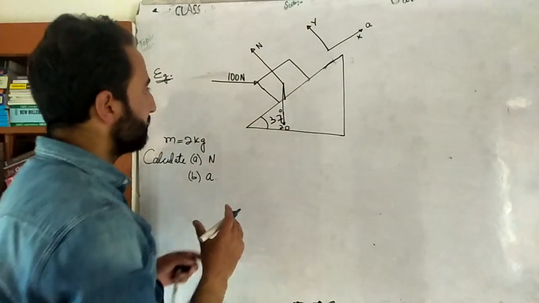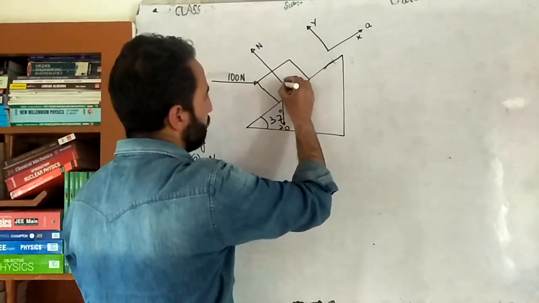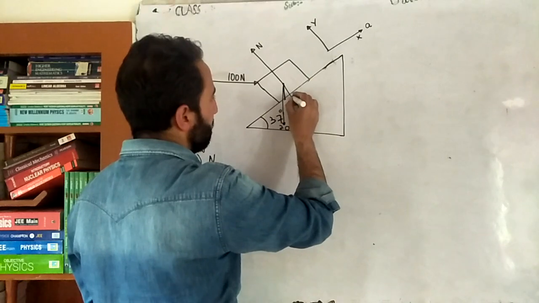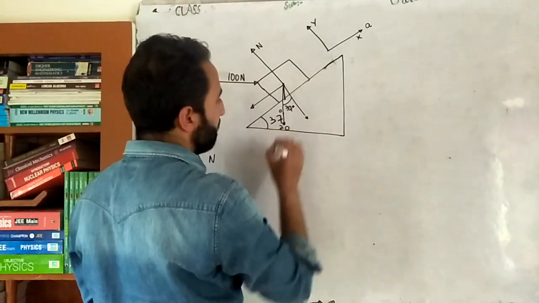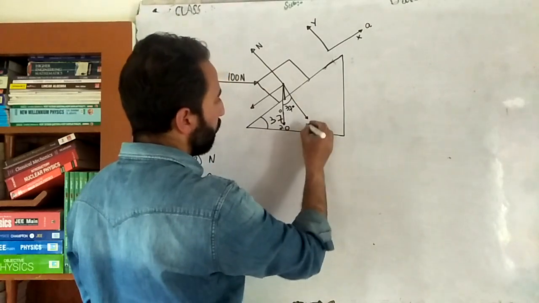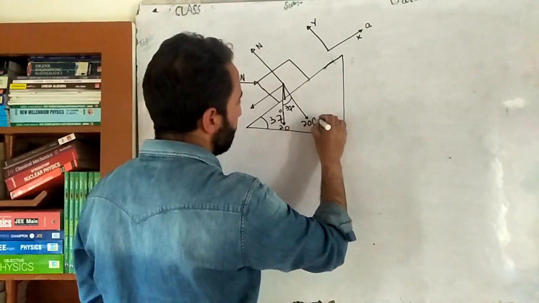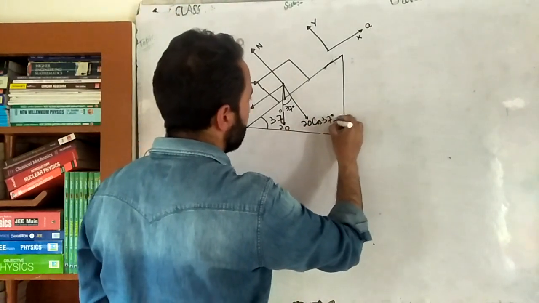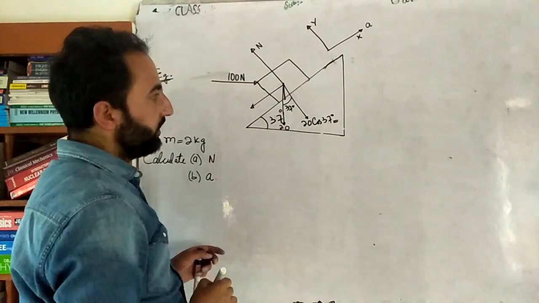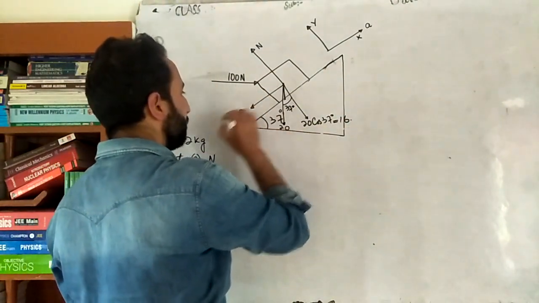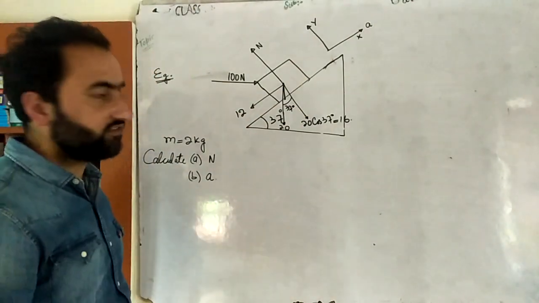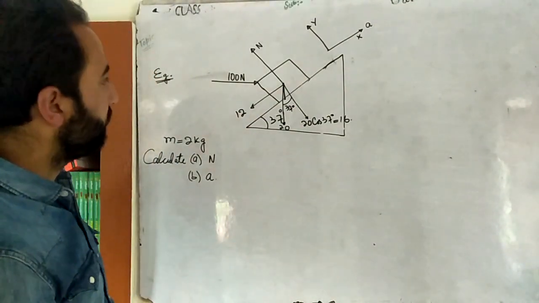So let's first resolve this 20 newton into two rectangular components. This angle will obviously be 37 degrees. So this will be 20 cos 37 degrees. Cos 37 is 4 divided by 5. 20 into 4 divided by 5 is equal to 16, and this will be here 12. 20 sin 37, sin 37 is 3 by 5, so 20 into 3 divided by 5 will be 12 newton.